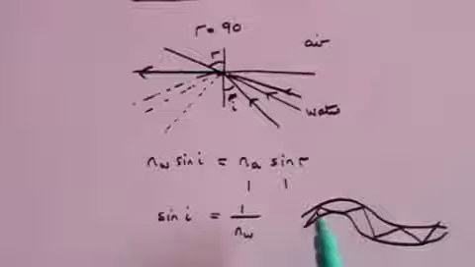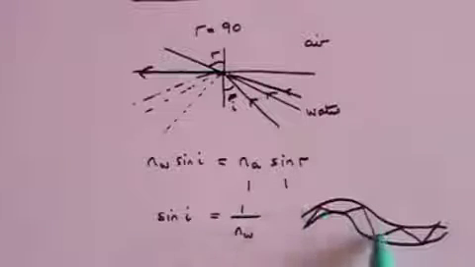And that's why you can send signals down the optical fibre, because you don't lose any of the information, because none of it ever escapes from the glass. It's always totally internally reflected, however you may move this around.